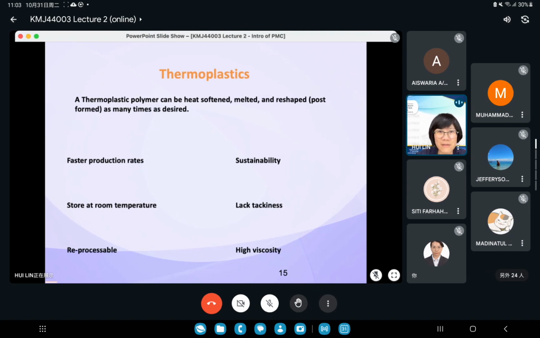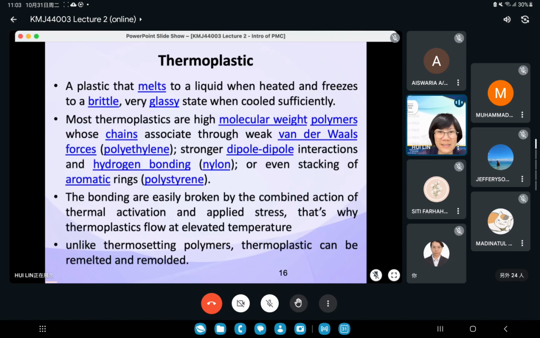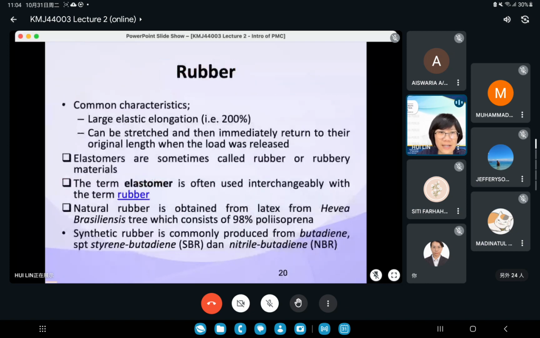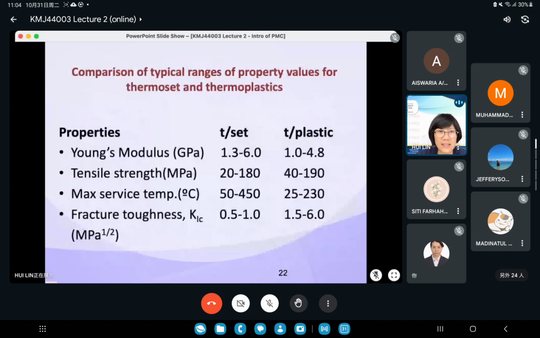These are all about the properties of the thermoplastics. I'm not going to repeat, also it's kind of boring, too many words inside. And then this is rubber. And then this is the comparison between only the polymer.